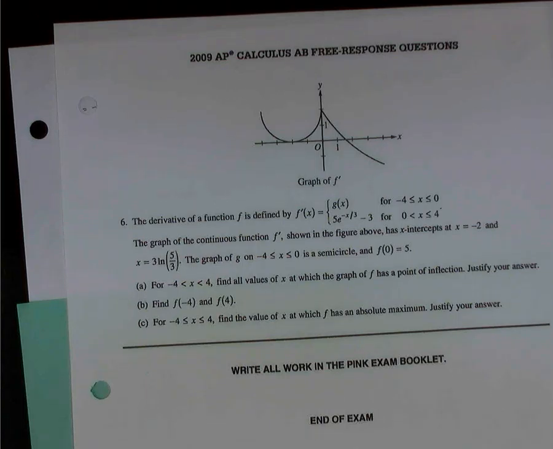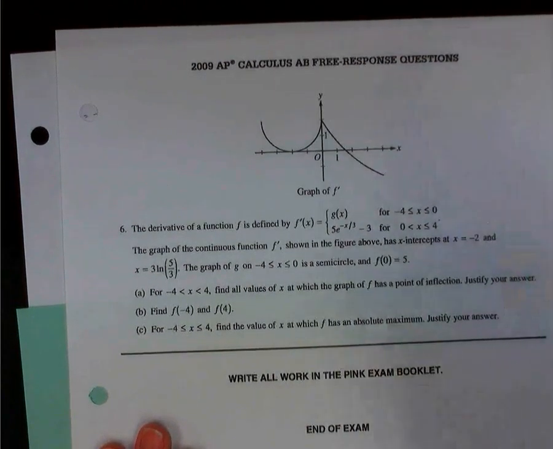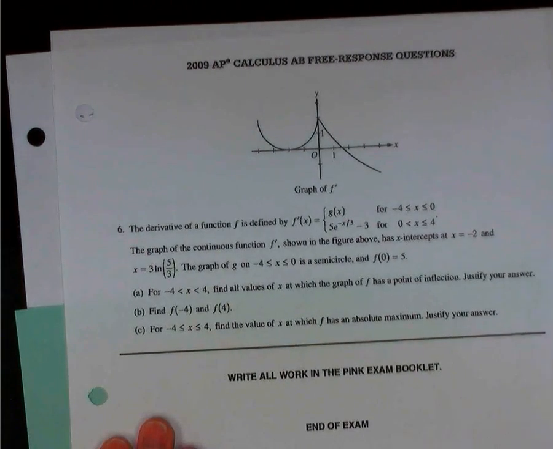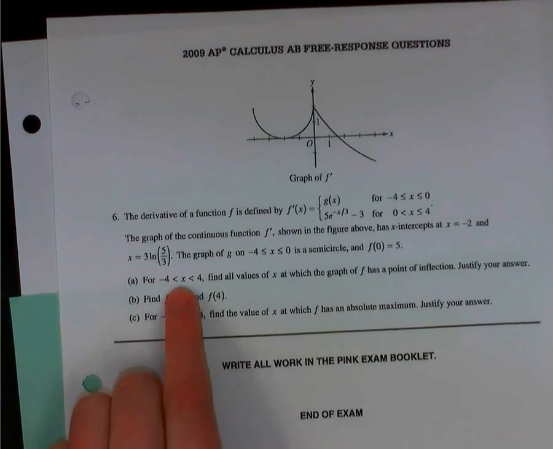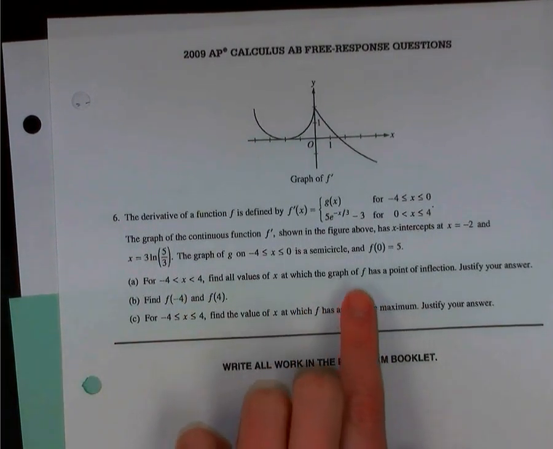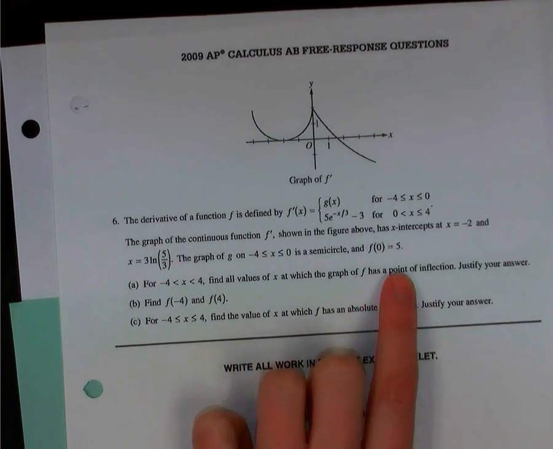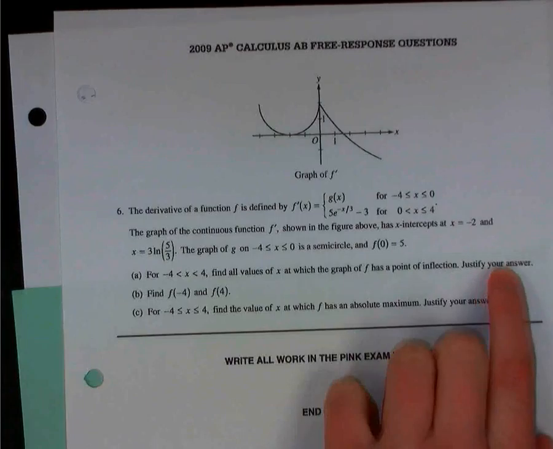All right, 2009, number 6, no TI. We have a fun looking graph, and I've got a really fun looking equation here. Let's see what we can do. Part A, from -4 to 4, find all values for which the graph of f has a point of inflection and justify your answer.